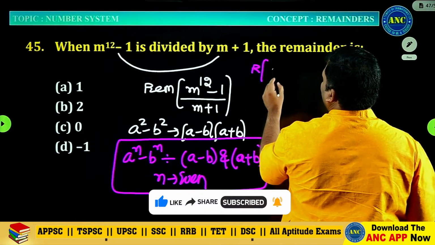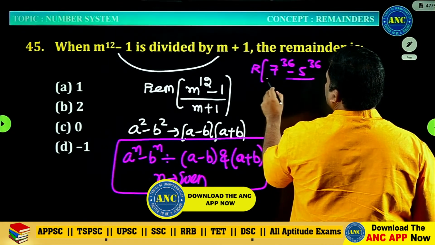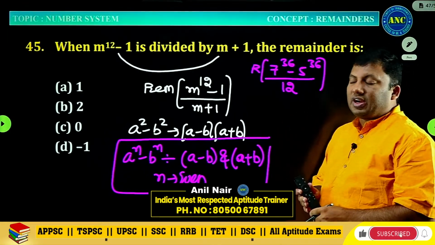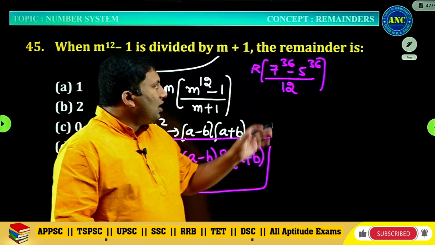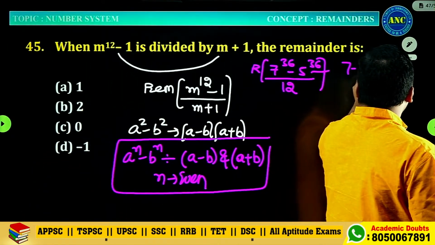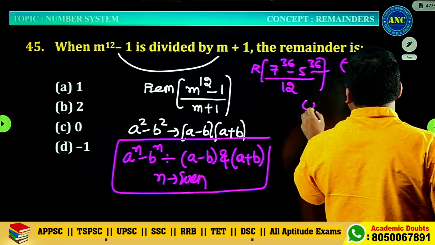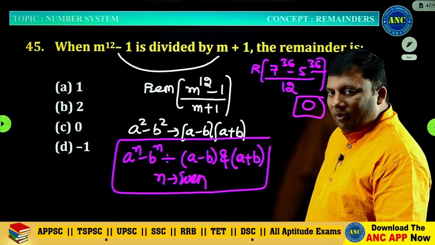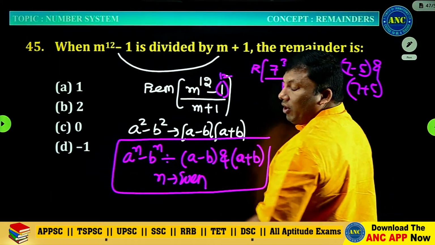Suppose, for example, 7 power 36 minus 5 power 36 divided by 12. The power is an even number, so it is divisible by a minus b and a plus b. The numerator is divisible by 12. The answer is 0. Are you all with me? So m power 12 minus 1 can be written as 1 power 12.